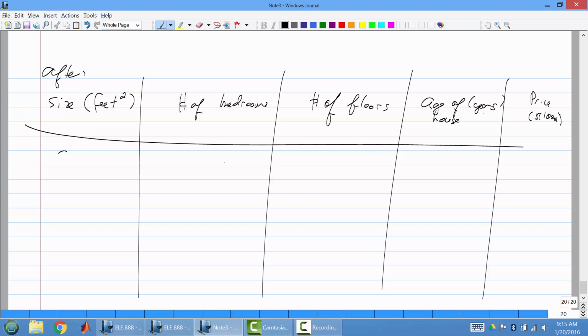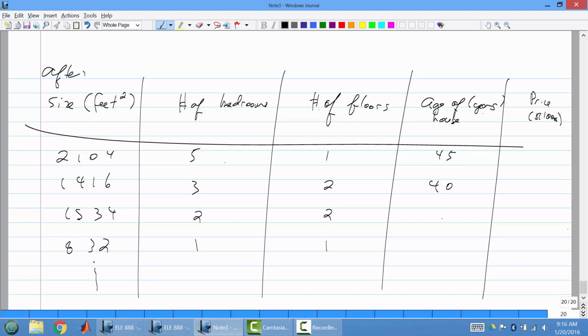Okay, so this is 2104, and this is 1530, or not 1530. What was it? 1416, 1534, and then this is 852, and so on, or 832. Right, and then you might have 5 bedrooms here, 3, 2, 1. The number of floors you might have, 1, 2, 2, 1, something like this. These are just random numbers I threw out.